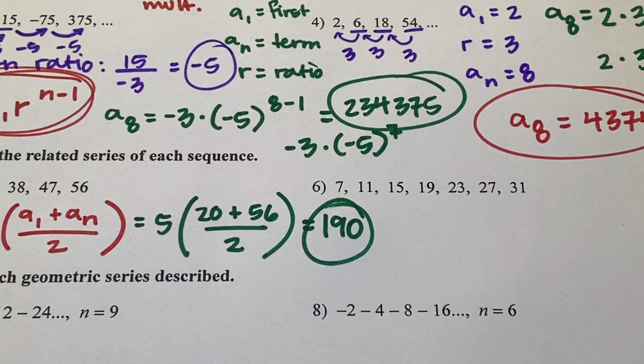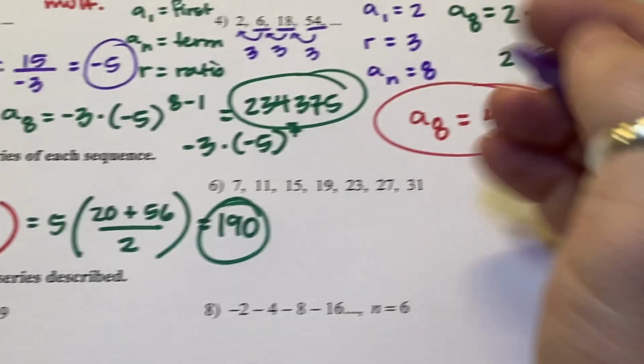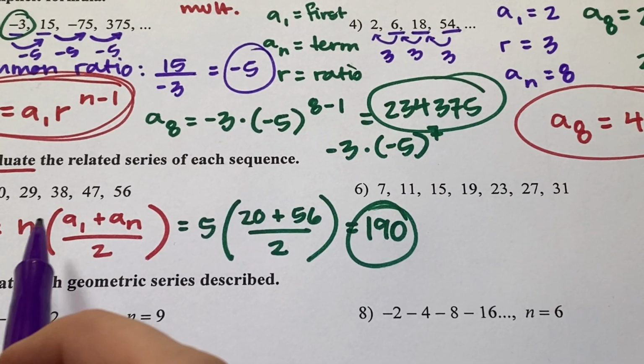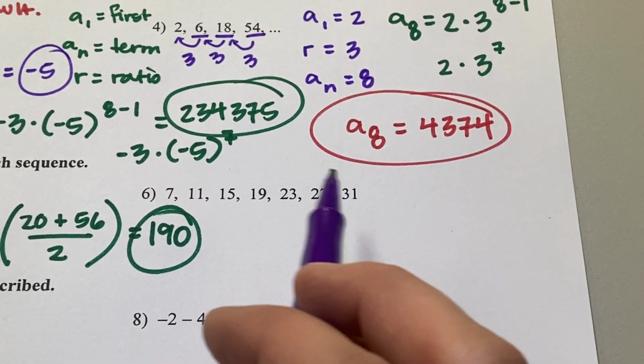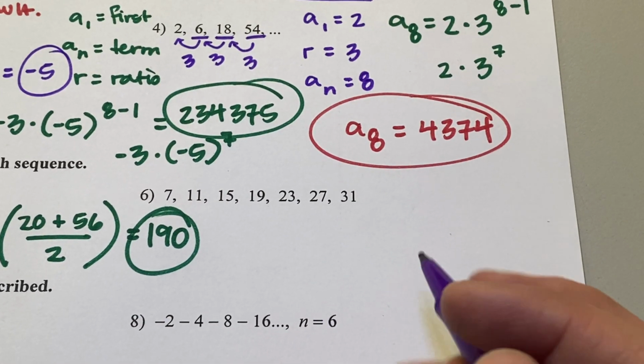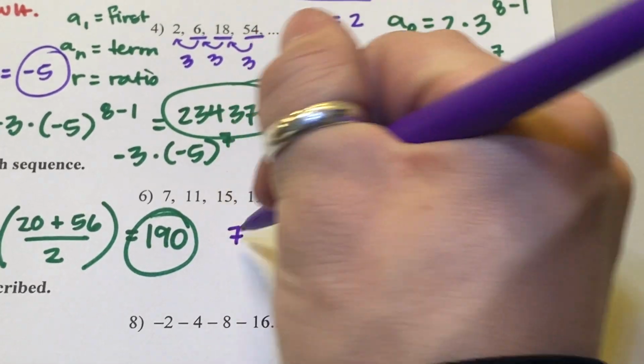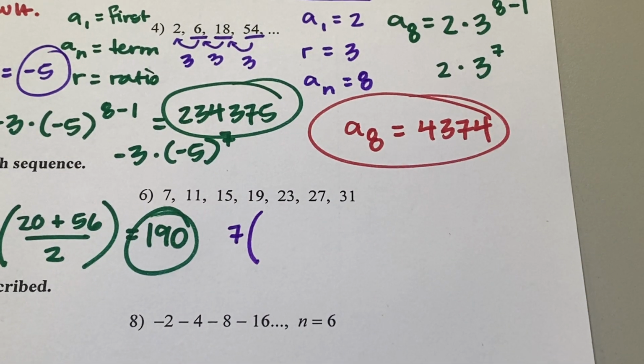Let's try using the formula again. I'm all for formulas. They should make our life easier. So we need our number of terms. How many terms are in this sequence? 1, 2, 3, 4, 5, 6, 7. Great job. I'm just double checking.